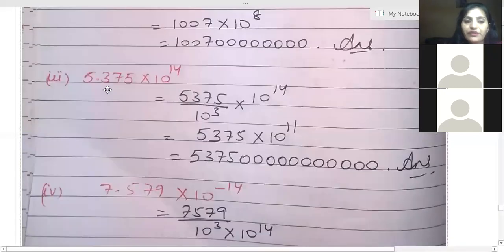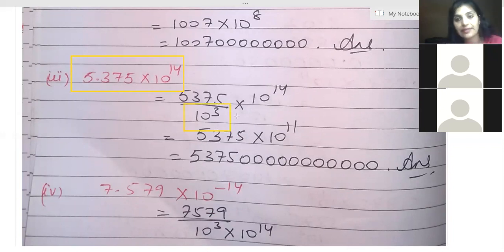Now next, 5.375 into 10 to the power 14. Now you can do that. Yes, I am sure you can do that. When you remove the decimal, you are getting 10 to the power 3. So when the bases are same and they are in the division state, the powers will be subtracted. So I got 10 to the power 11. That means I have to put 11 zeros after the number. Yes, this is my usual number.